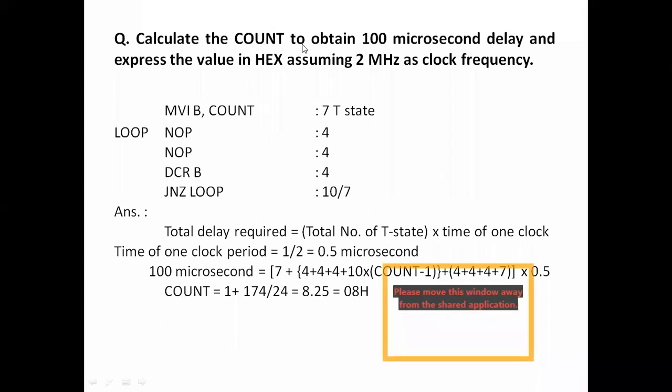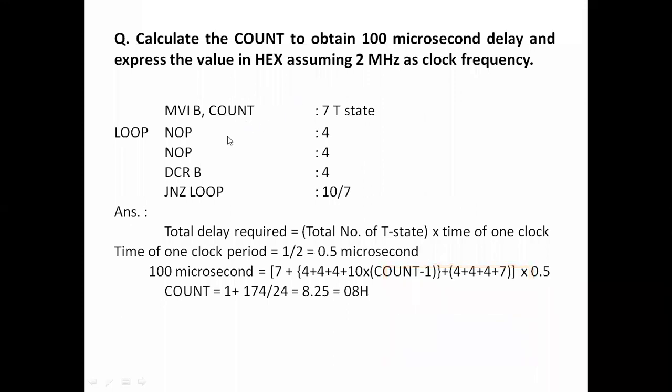Next problem related with the counter and the time delay is to calculate the count to obtain 100 microsecond delay and express the value in hexadecimal, assuming 2 megahertz clock frequency. So we have to calculate the value of count to obtain a 100 microsecond delay. So first of all, we have to write a program for that.